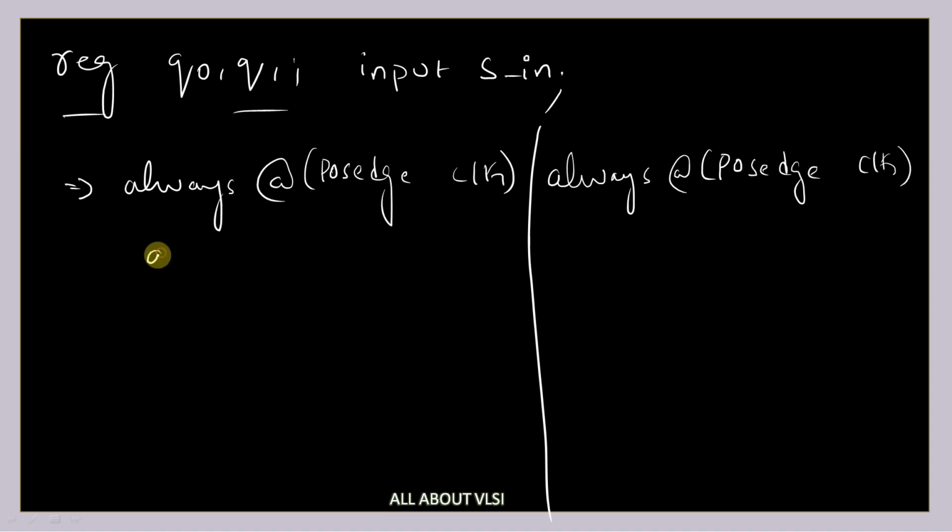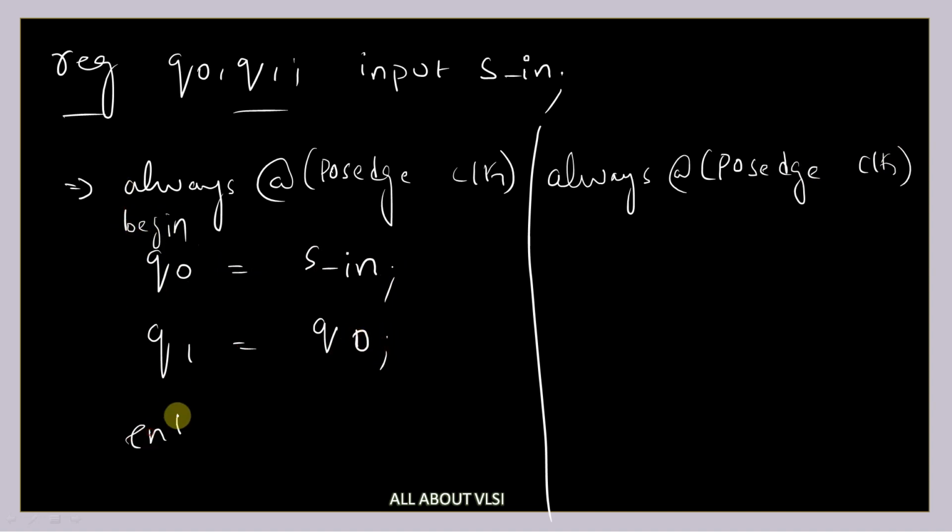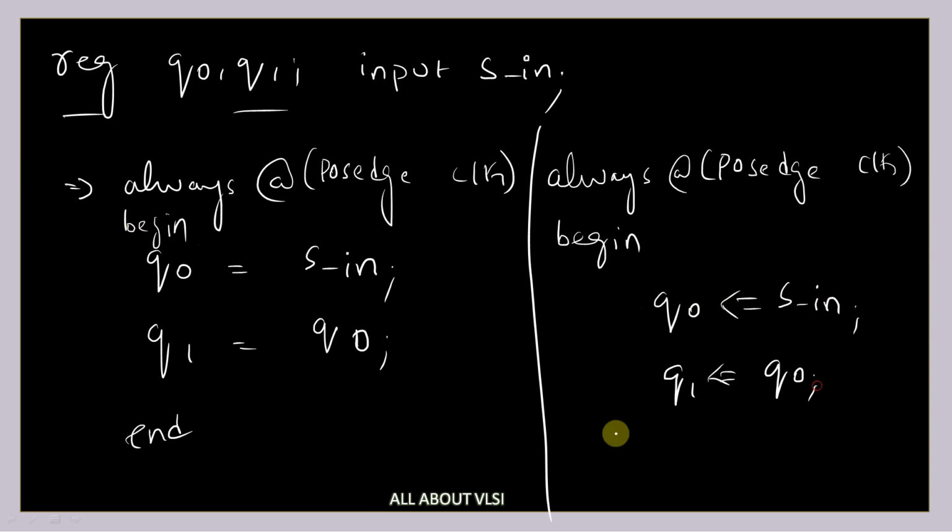Now let's say for Q0 I'm going to use a blocking assignment: Q0 = S_in, and here I'm going to write Q1 = Q0, followed by begin and end. And here also, begin, I'm going to use non-blocking assignment: Q0 <= S_in and Q1 <= Q0, end.